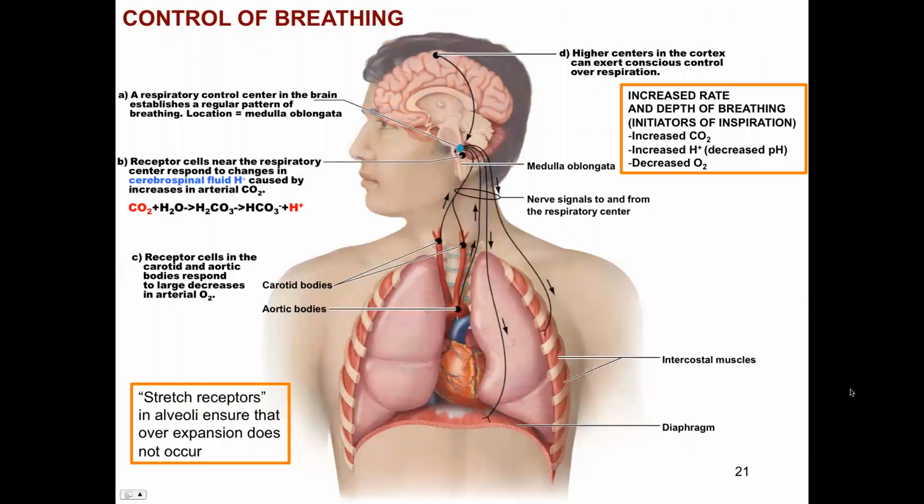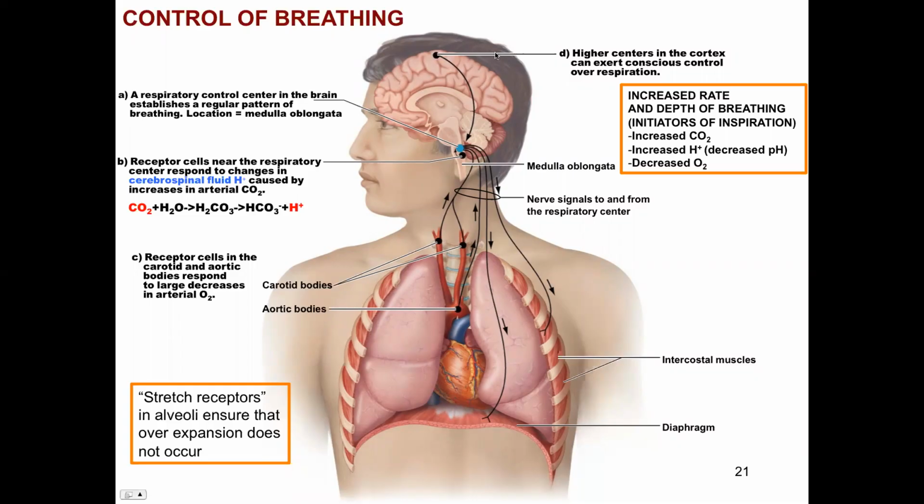Now, how do we control breathing? There's a few ways that the breathing is controlled, right? So first of all, we have stretch receptors in the alveoli that sort of make sure we don't overexpand our lungs. So we have that, okay? So these stretch receptors respond to the amount of stretch in the muscle and in the alveoli, and they will stop the expansion that signals the brain.